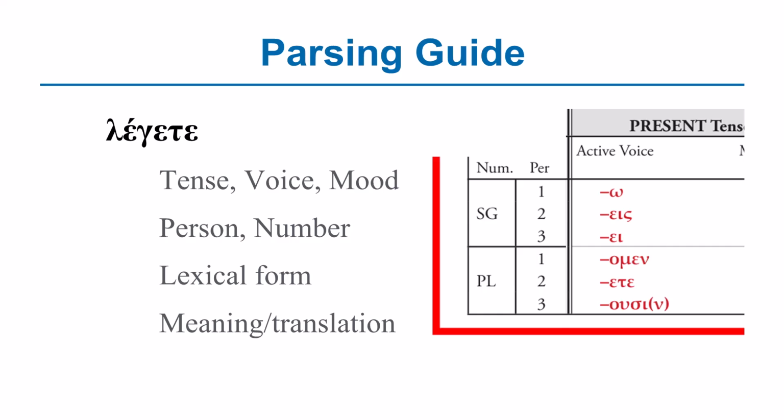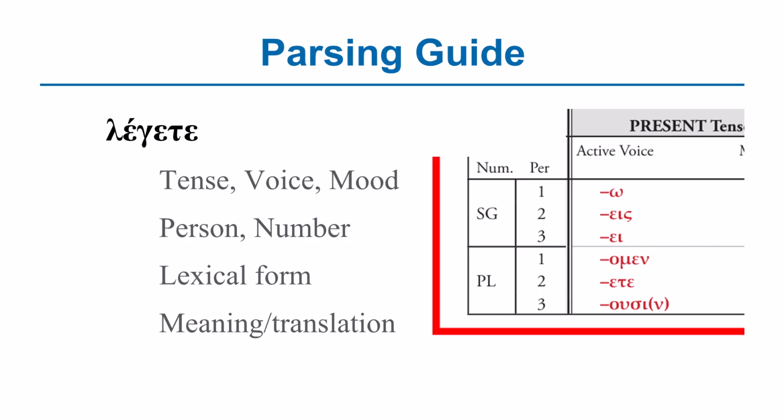But if it's a verb, then you need to give 5 things: the tense, the voice, the mood, the person, and the number. I want to repeat, if the word you're given is a noun, nouns only have gender, case, or number. Nouns don't have the tense, the voice, the mood, the person. But if it's a verb, verbs have 5 things: tense, voice, mood, person, and number. Verbs do not have gender and case. Verbs have number, but verbs do not have gender and case. Gender and case refer to nouns.